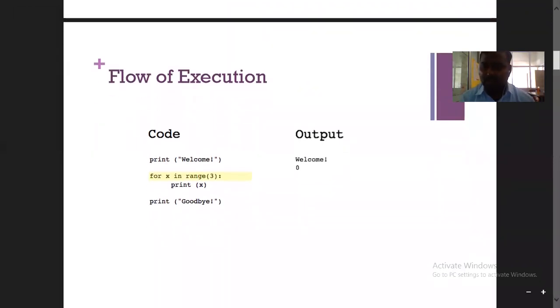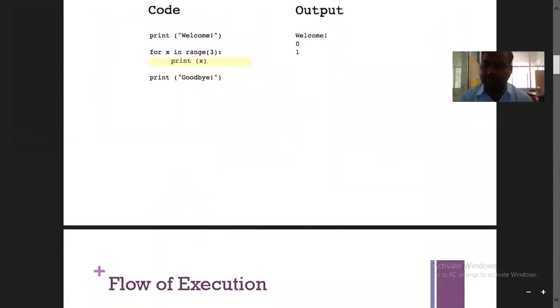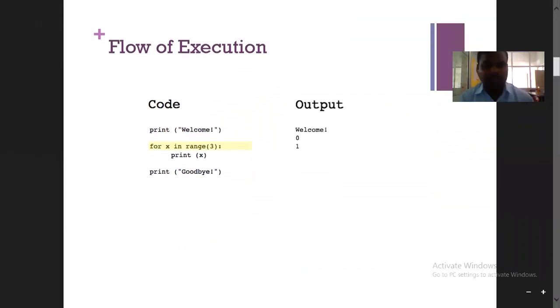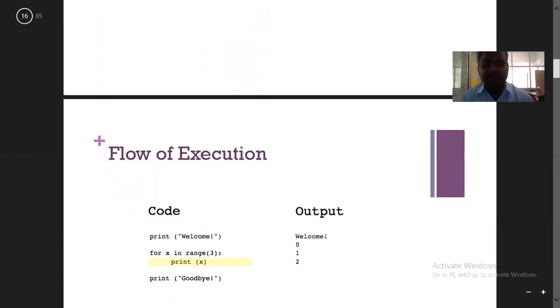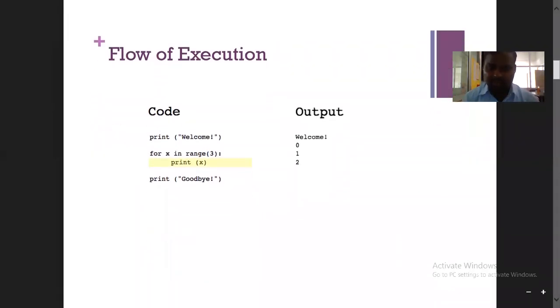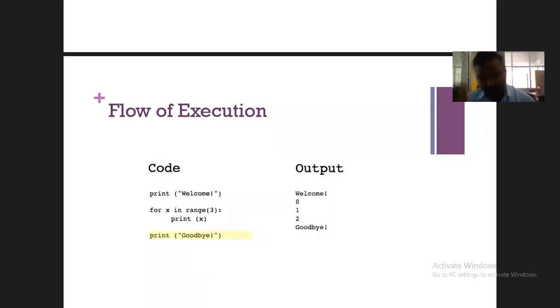Now it prints the 1. So still it is in the for loop. See, again it goes to the for loop. Now it prints the 2. All the sequence of the range function is over. See, the last statement is the goodbye statement. Have you understood the flow of execution? Yes, sir. Okay, fine.